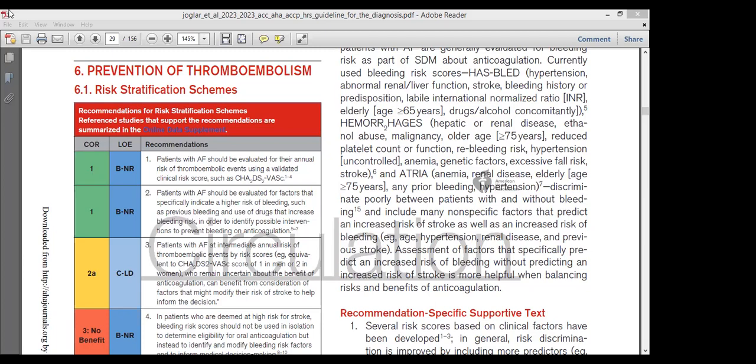Look at the GFR, look at their BMI, look at their LA size or their diameter, look at whether their blood pressure is controlled or not. Then if they have any of them, they now push them towards the high risks. Then you go ahead and anticoagulate this patient.